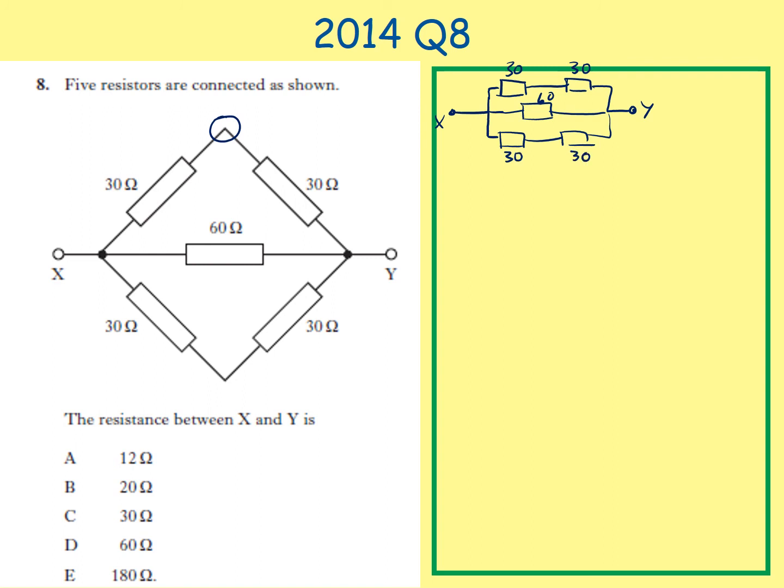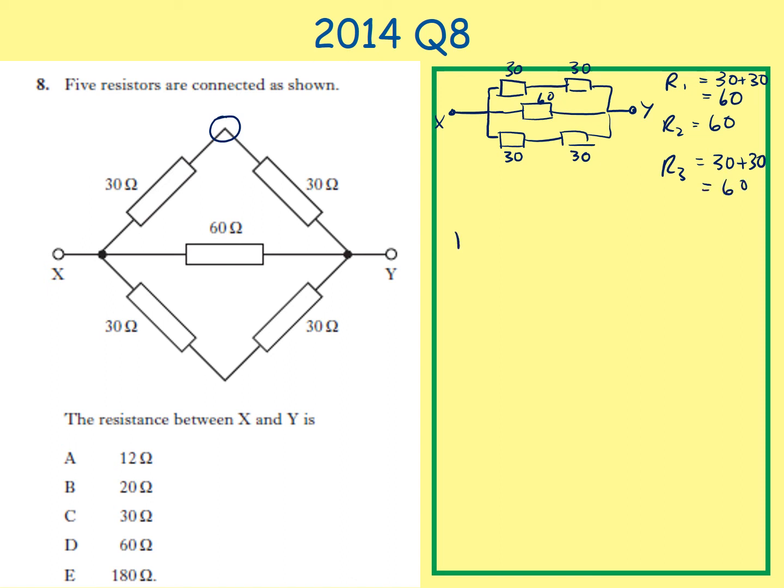If we look at the top row, we have 30 and 30 ohms. We can just combine these by adding them because they're in series in the top row. So top branch, R1 equals 30 plus 30, which is 60. Our middle branch, R2, is just 60, we don't need to do anything to that, and our bottom branch, R3, again is 30 plus 30, which equals 60 ohms.